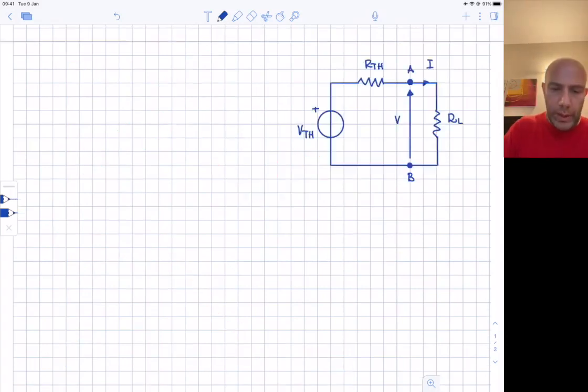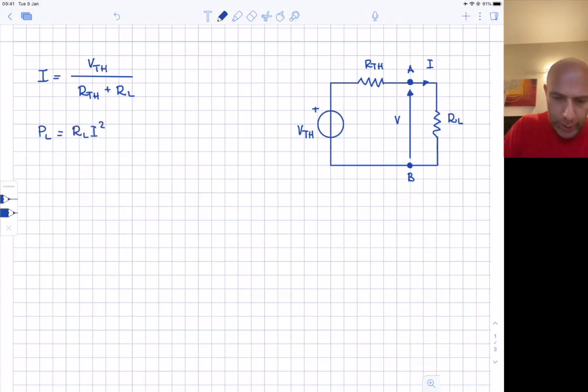The current flowing in the circuit can be easily calculated as VTH over RTH plus RL. So the power absorbed by the load is simply RL I squared, or RL over RTH plus RL squared, times VTH squared.